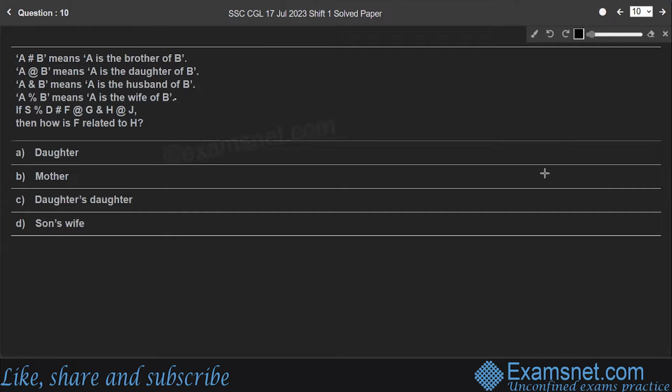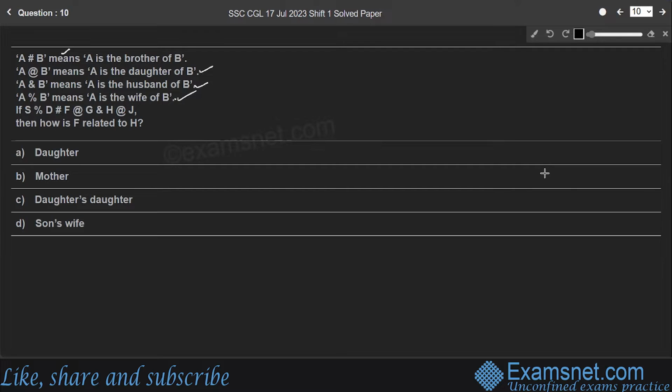Question 10. A hash B means A is the brother of B. A at the rate of B means A is the daughter of B. A and B means A is the husband of B. And A percentage B means A is the wife of B. If S percentage D hash F at the rate of G and H and J, then how is F related to H? So let us make a family tree, students, to represent these relationships.